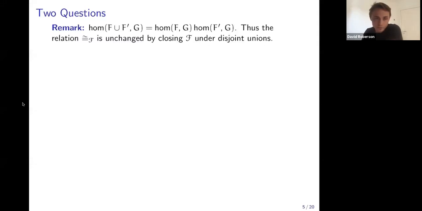So as I mentioned, somehow this closing the family under disjoint unions doesn't change anything. And that's because if I take the disjoint union of two graphs, right, this number of homomorphisms is just a product of the numbers. So I can already determine this number from these two numbers. Right? So this doesn't change the relation.